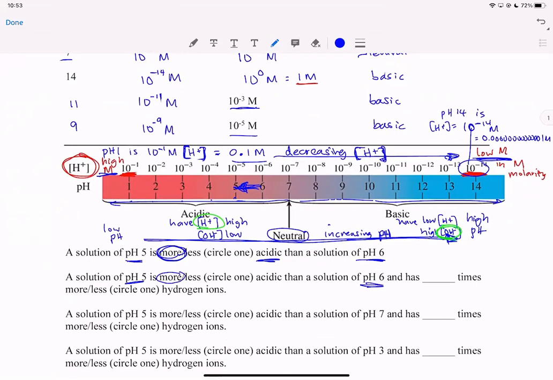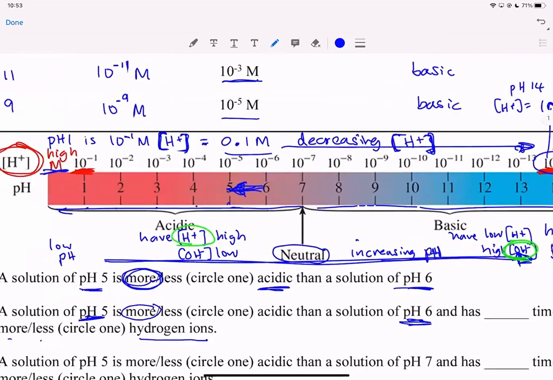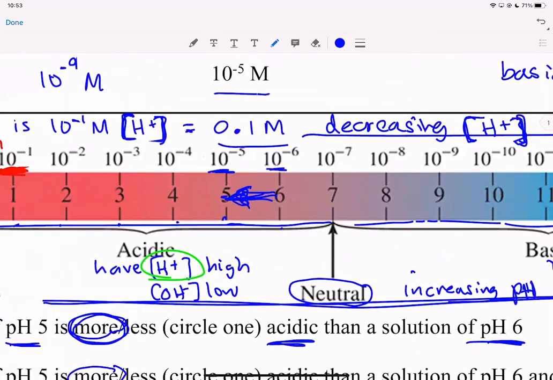But now, what is going on with the hydrogen ions? The pH 5 solution compared to 6, how does the hydrogen ion amount compare? It has either more or less hydrogen ions. So let's think about that. You can look at the pH 5 compared to pH 6. pH 5 is 10 to the minus 5 molarity hydrogen ions. pH 6 is 10 to the minus 6 molarity hydrogen ions.